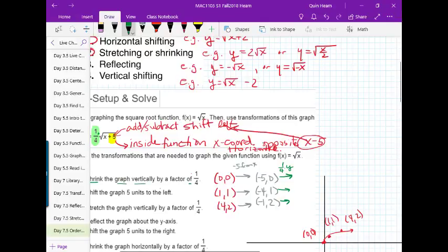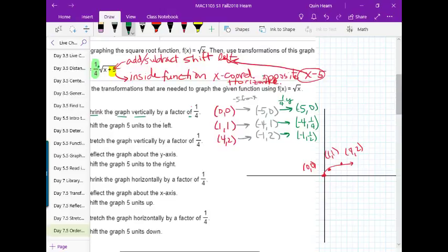So that's going to give us (-5, 0). 1/4 of 0 is still 0, so still (-5, 0). And then we're going to look at (-4, 1), which becomes (-4, 1/4), since 1/4 times 1 is just 1/4. And then (-1, 2): 1/4 of 2 is going to be 2/4 or 1/2. So (-1, 1/2).